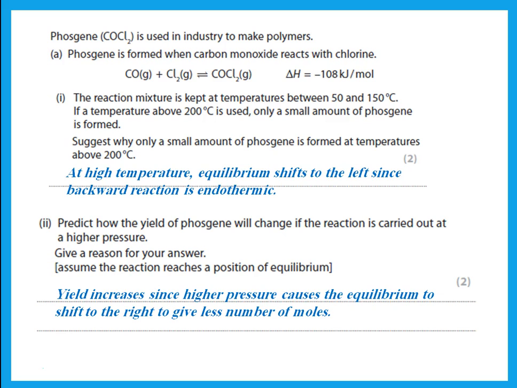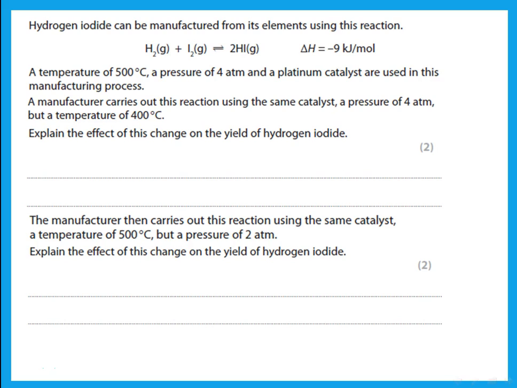Okay. This next question says hydrogen iodide can be manufactured from its elements at a temperature of 500 degrees Celsius and a high pressure, and platinum catalysts are used. A manufacturer carries out this reaction using the same catalyst and the same pressure, but instead of 500 he's going to use 400. That means he's lowering the temperature. Again, lowering the temperature causes it to go to the side that is exo. Lowering the temperature goes exo. Explain the effect on the yield.